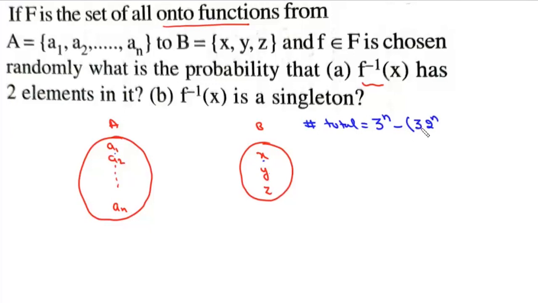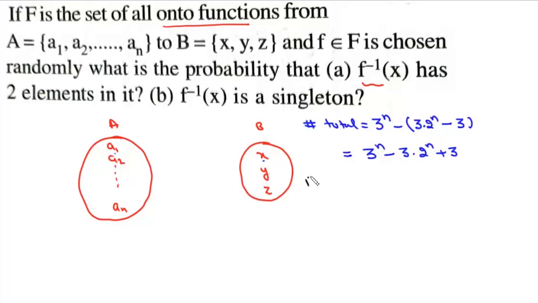So it will be this 3 into 2 to the power n, minus this case when two of them are missing. If x, y is missing, all of them go to z. So it will be this minus 3. So total number of onto functions from A to B will be given by 3 to the power n minus 3 into 2 to the power n plus 3.